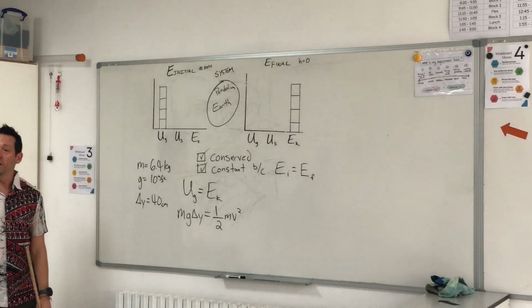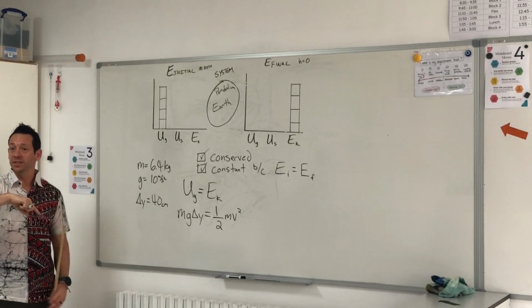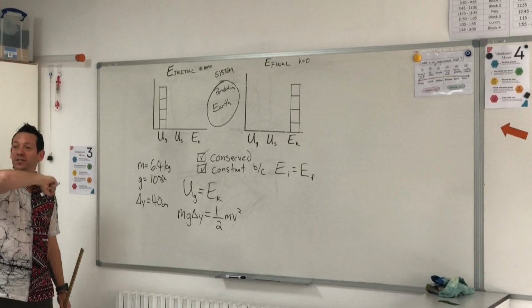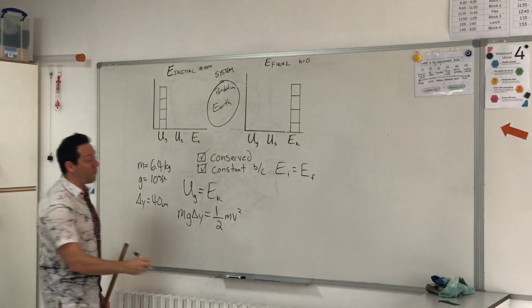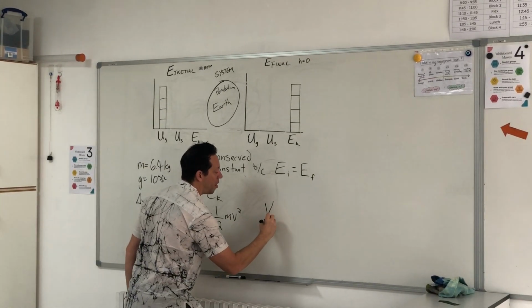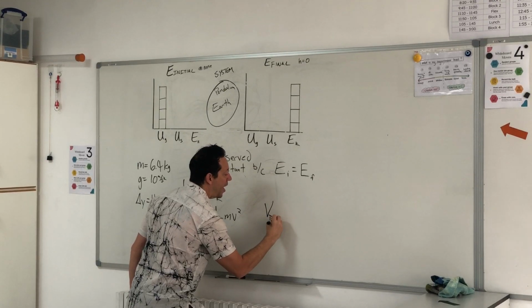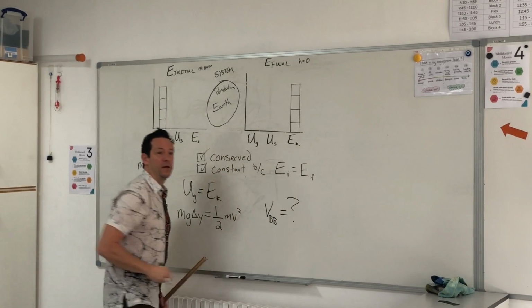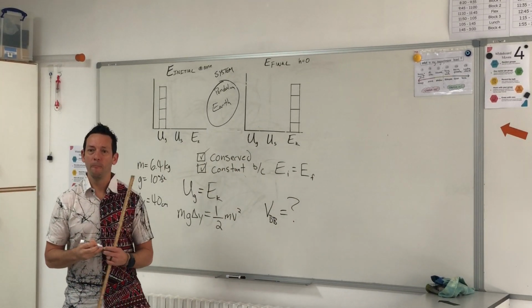I want you to go back to your tables, and I want you to solve for the velocity of the bowling ball as it's going through the middle. Okay? Go.